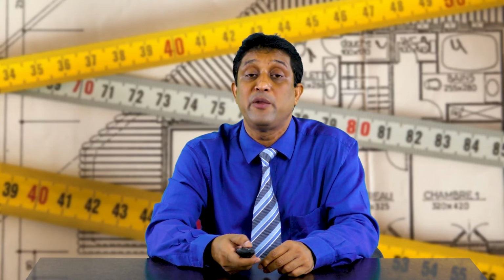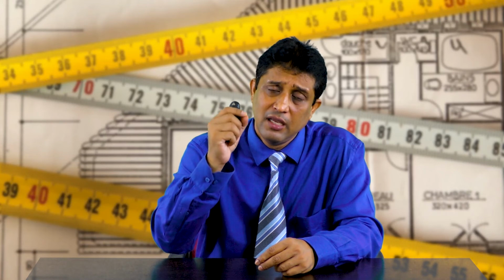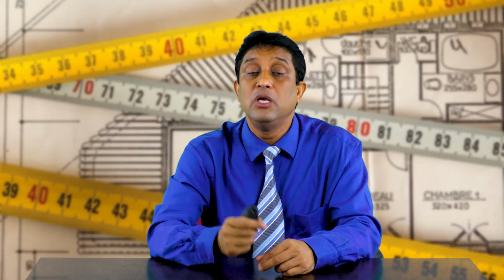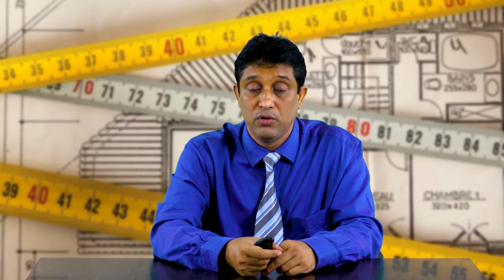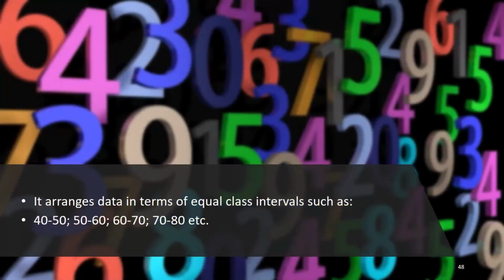So what is the arbitrary 0 point? This is not the absolute 0 point, rather you can say this is just like a relative 0 point, though it looks like 0, but exactly that is not 0. We will try to understand further. It arranges data in terms of equal class intervals such as 40 to 50, 50 to 60, 60 to 70, 70 to 80 and accordingly.